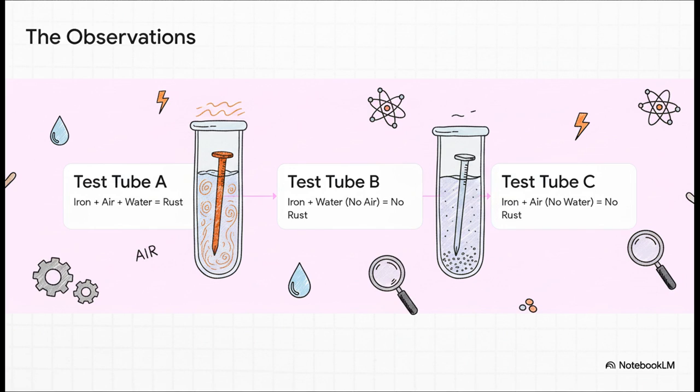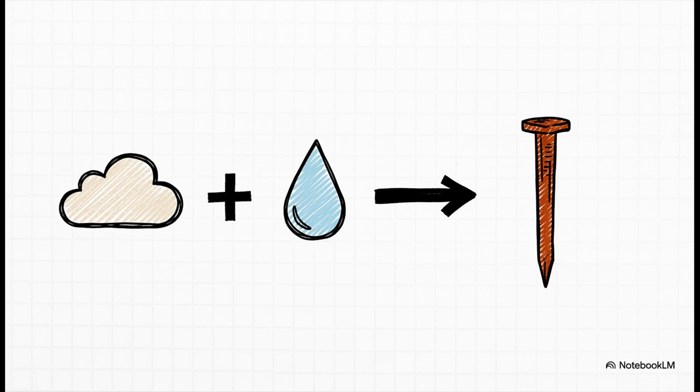Now look at test tube B. Here, the nails are in boiled water, and there's a layer of oil on top. This means there's only water, but no air can get in. The result? No rust. And finally, in test tube C, we have the nails with something called anhydrous calcium chloride. This chemical absorbs all the water, so there's only dry air. And again, no rust. So, the conclusion is absolutely clear, isn't it?